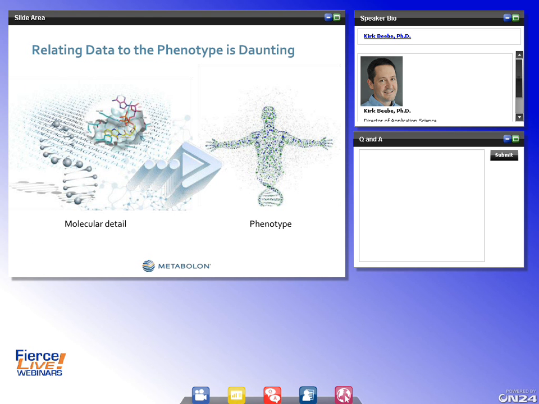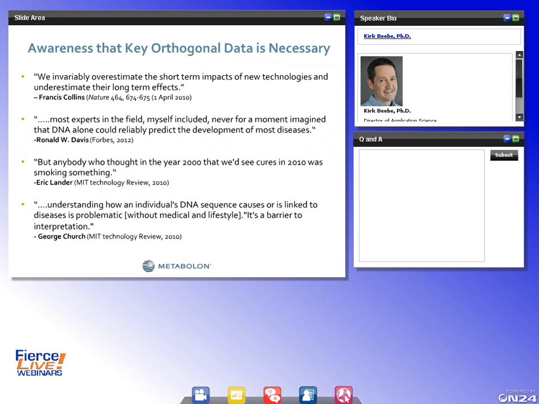But if we go back to the genomics example here, there really is an increasing recognition that orthogonal data is going to be necessary in order to put all these pieces together. I've captured several quotes by experts in the genomics field here that really express this sentiment, that it's not going to be just one data stream. It's not just going to be sequencing a gene and figuring out what these complex phenotypes are composed of. It's going to take other types of data. And I'd call out what probably captures it best, the quote on the second line here from Ron Davis, where basically he says he never for a moment imagined that DNA alone could reliably predict the development of most diseases. And I think that captures the sentiment of where we're at.